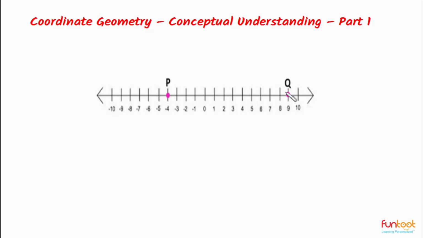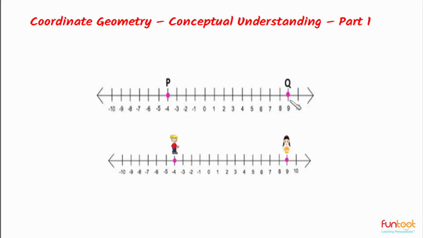Now the question is, how many data points are required for specifying the position of any point on this line? Well, the answer is only one. So that is why this is representation in one dimension.